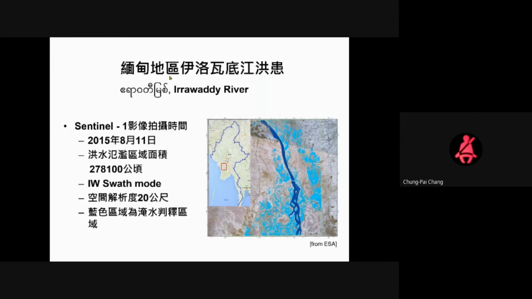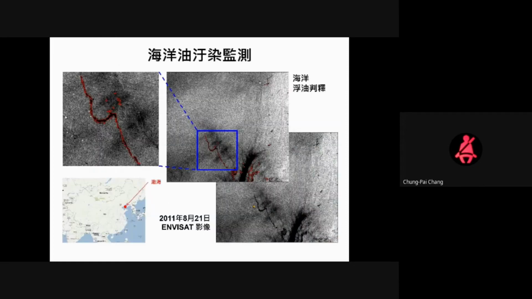So even for the Myanmar area, we can observe that this is a river. This is the Irrawaddy River, and 7 years before there was an inundation event, and here we used the radar image to distinguish that. And not only for water, but also for oil. I mean the oil on the water surface, we still can detect.